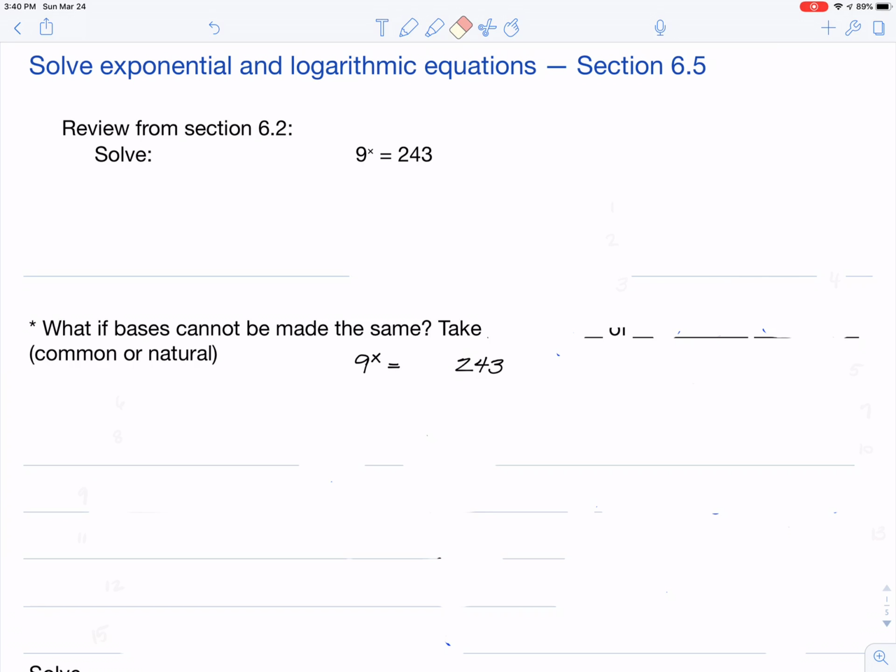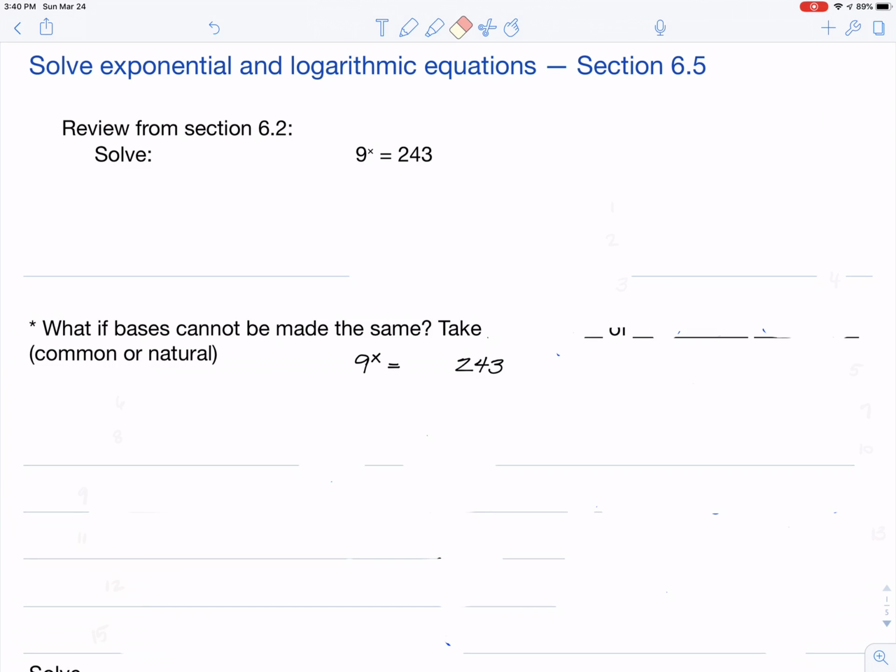Normally, I don't really mind so much if you get the embedded question wrong, but for this particular embedded question, you need to get this one right because this is something that you've already been taught how to do. So if you are following the concepts from section 6.2 and you had the question 9 raised to the x power is equal to 243, what would you do to solve that is the first part of the question.